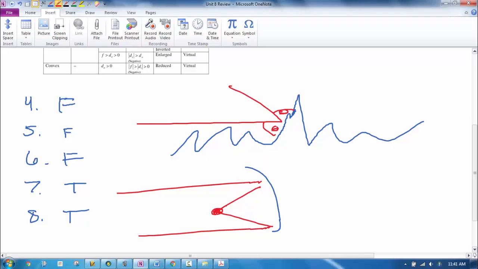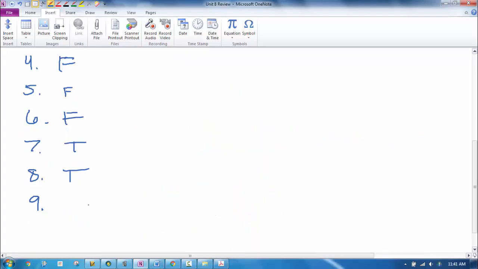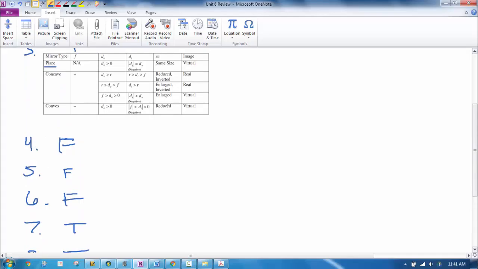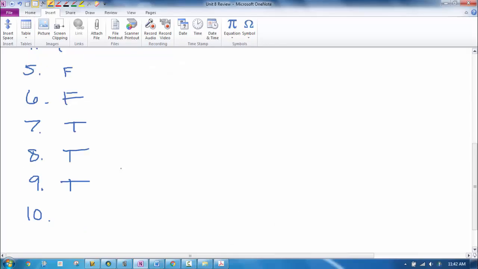That is true. Next question, number 9. Number 9 says the images produced by a convex mirror are smaller than the objects it reflects. So if you look at this, they are always reduced from a convex mirror, so that is true. Okay, now for some short answer questions.